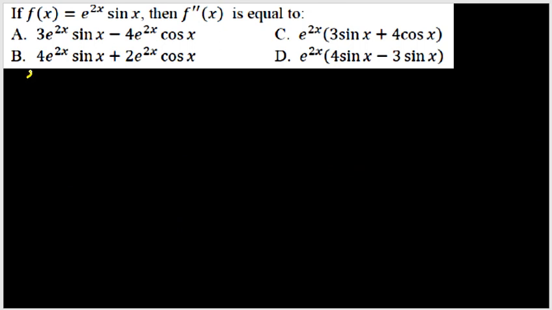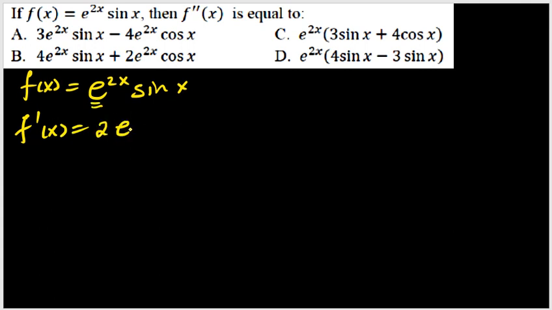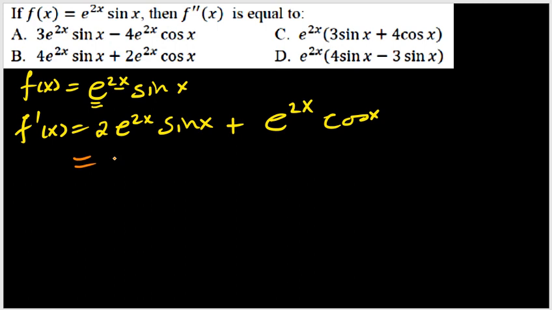Next one, again we have a function f of x which is equal to e to the power of 2x sine x, and again we need to differentiate twice. So the first derivative will use the product rule. The derivative of e to the power of 2x will be 2 times e to the power of 2x, by the chain rule. Then 2 times sin x plus e to the power of 2x times the sine derivative, which is cos x. We can simplify this. It can be written as e to the power of 2x in big brackets, 2 sin x plus cos x.